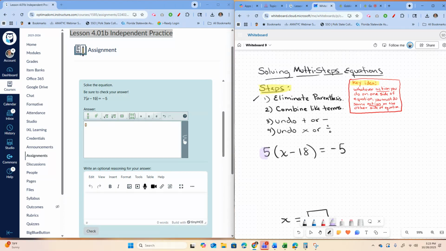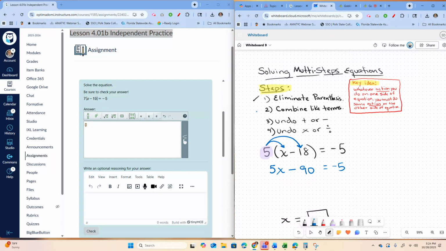You're going to take this 5 that is multiplying the parentheses. And what you're going to do is multiply the 5 by the x, and 5 times x, we just put them together. That's how you multiply a number and a letter. And then you're going to do 5 times minus 18. Using the calculator, that's going to give you minus 90. And then all of this is equal to negative 5. So that's how you eliminate the parentheses.